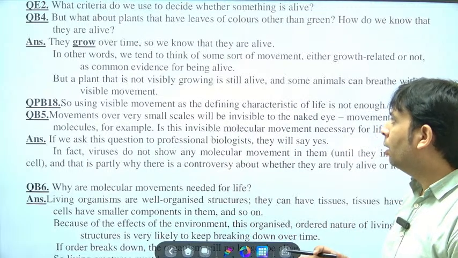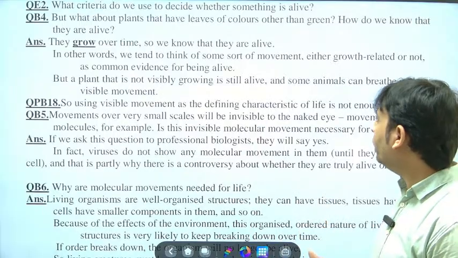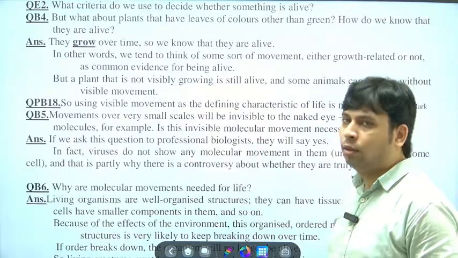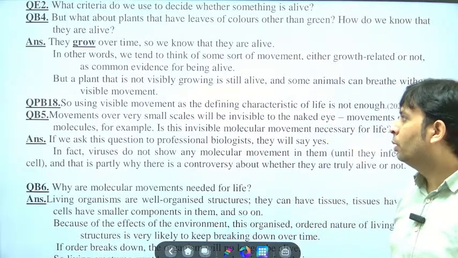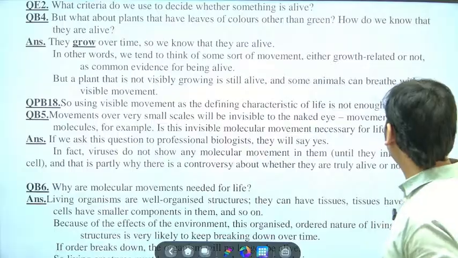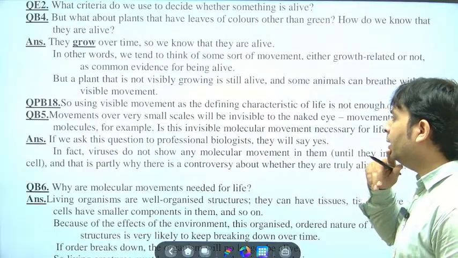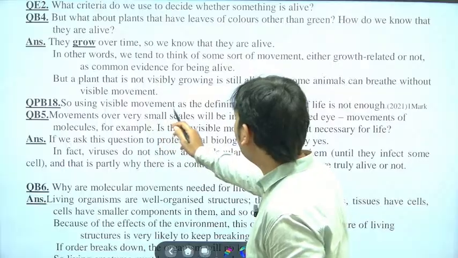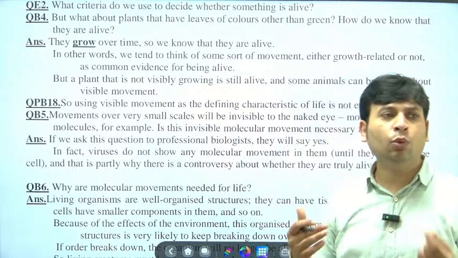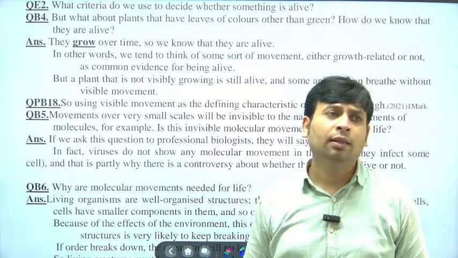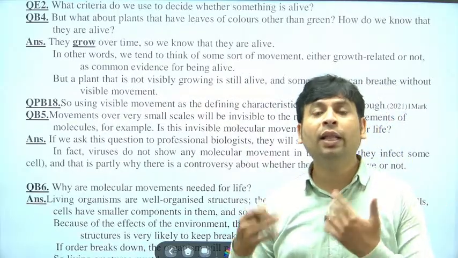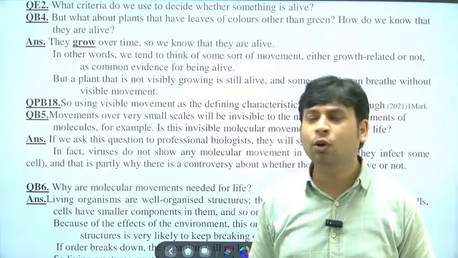But a plant that is not visibly growing is still alive, and some animals can breathe without visible movement. This can also happen. So this is a question of the previous board exam of 2021 of 1 mark: using visible movement as the defining characteristic of life is not enough. Only by looking at visible characters we cannot decide that something is not alive. So we go on to some other character to decide whether it is alive or not.